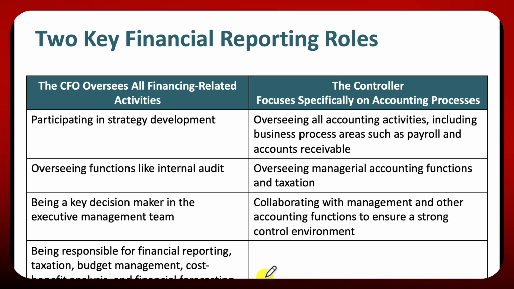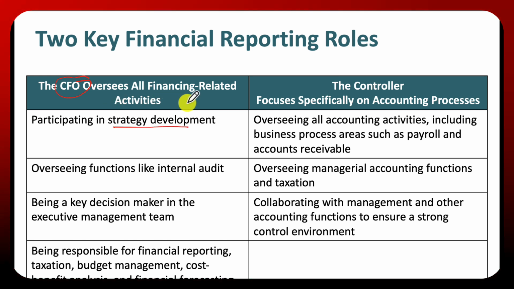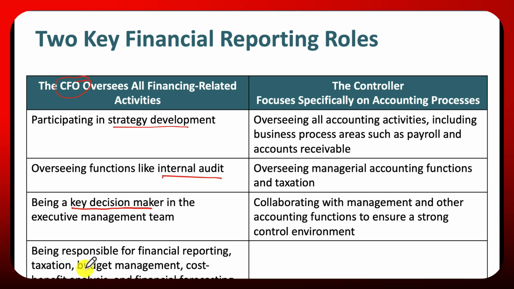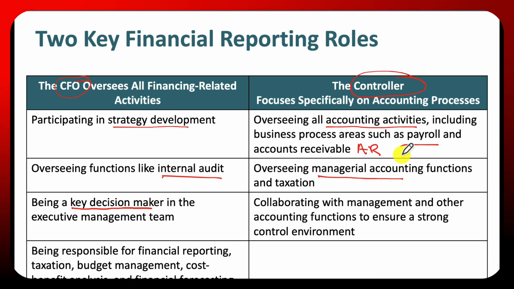There are two key financial reporting roles. First, we see that the CFO oversees all financing related activities. The CFO usually participates in strategic development and overseeing the internal audit, and is the key decision maker that is also part of the executive management team, responsible for financial reporting, tax, budget, cost benefit analysis, and financial forecasting, whereas the controller of an organization focuses specifically on the accounting process. They oversee all of the accounting activities such as payroll and maybe accounts receivable. They also oversee managerial accounting, maybe tax, and they collaborate with management and other accounting functions to make sure that we have a strong control environment.